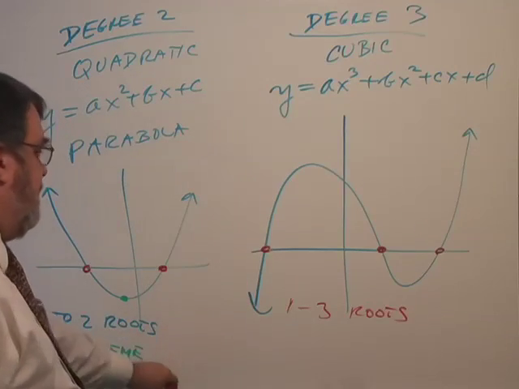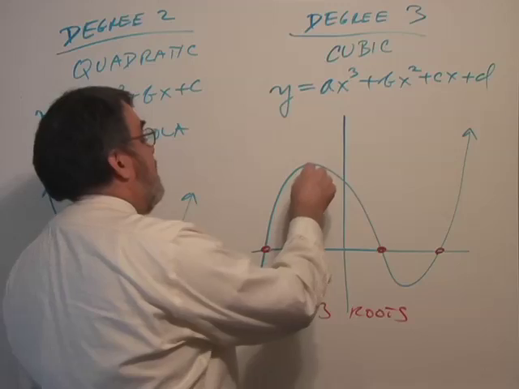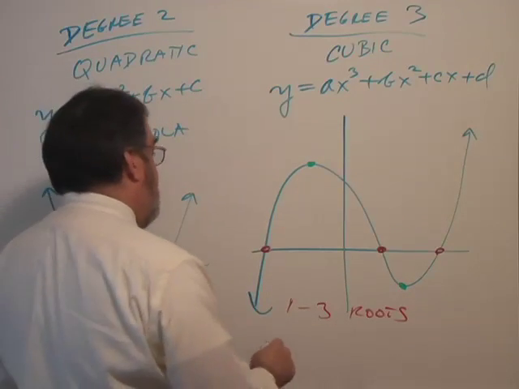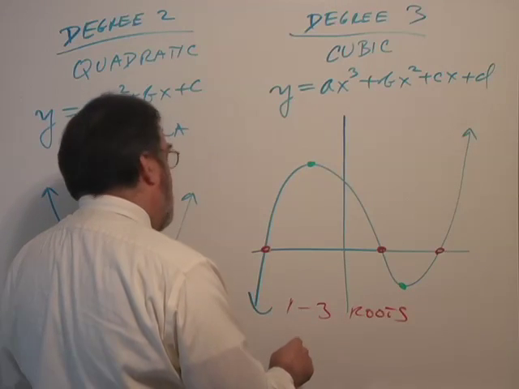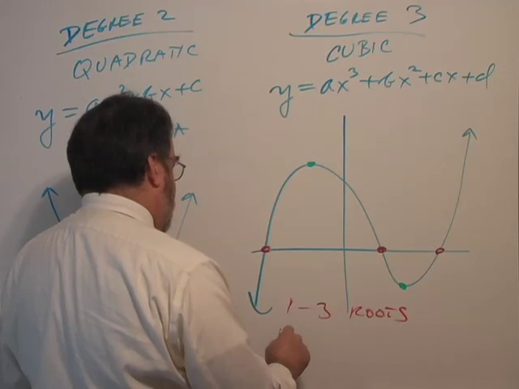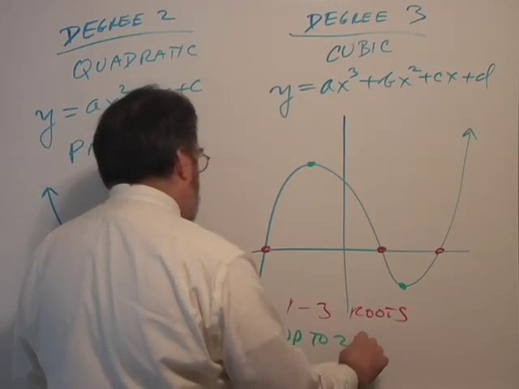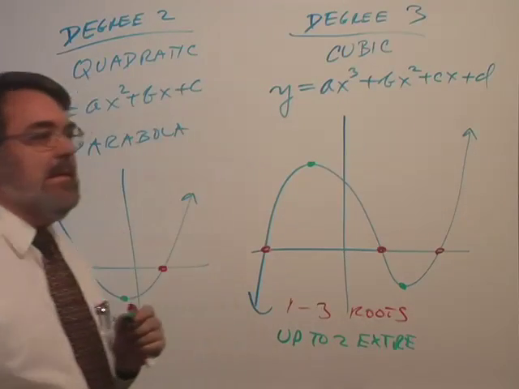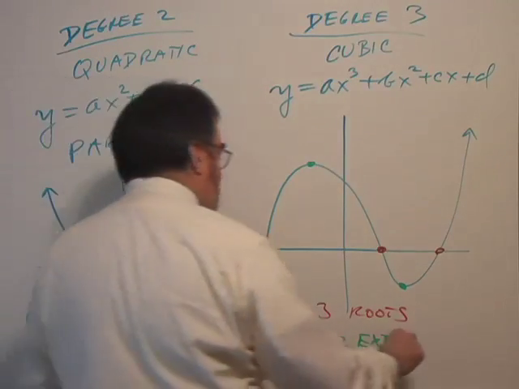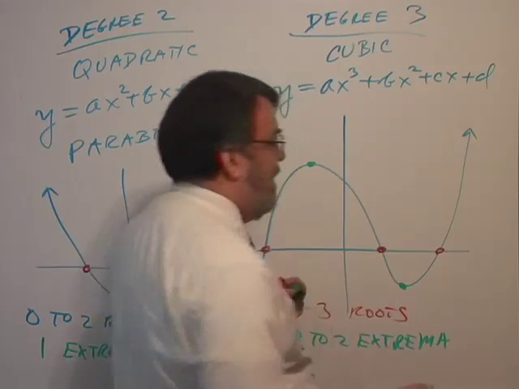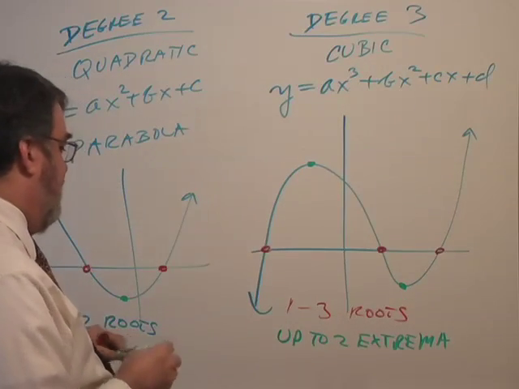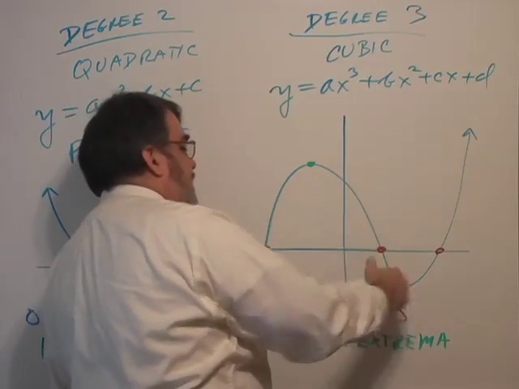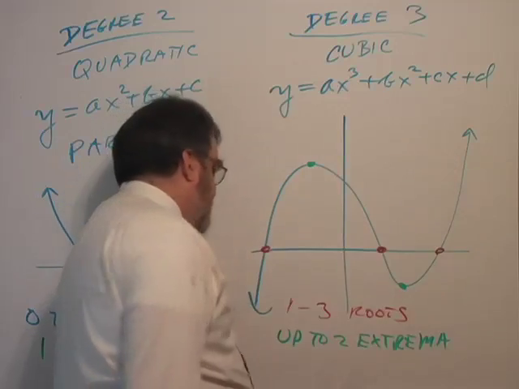And it has up to 2 extrema. It gets a little sticky here. Could you say it's between 0 and 2? Well, it depends on exactly how you define the extrema. It gets a little fuzzy here, but it has up to 2 extrema. In other words, there are up to 2 turns also. 1 turn here, 1 turn there.